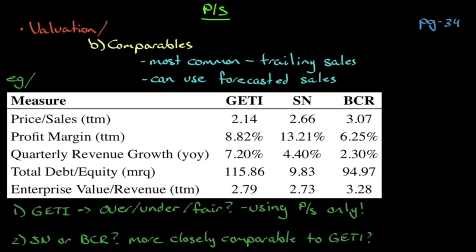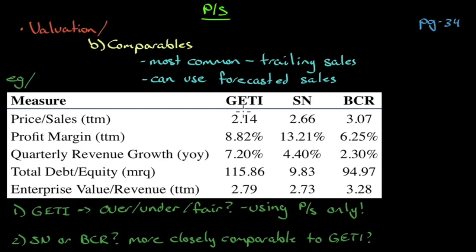And the most common comparable for price to sales that we'd be looking at are trailing sales. You can use forecasted sales, but most commonly we're comparing companies on trailing sales. So let's have a look at an example here. 3 companies, GETI, SN, and BCR. The price to sales on a trailing 12-month basis we have for all 3, 2.14, 2.66, 3.07. Profit margin, trailing 12 months. Quarterly revenue growth, year over year. Total debt to equity for the most recent quarter, and enterprise value to revenue for the trailing 12 months. So we got a lot there.